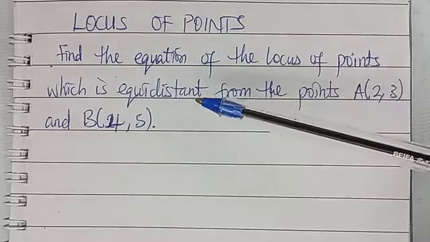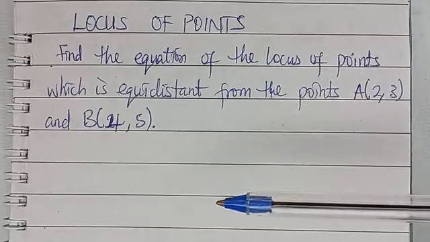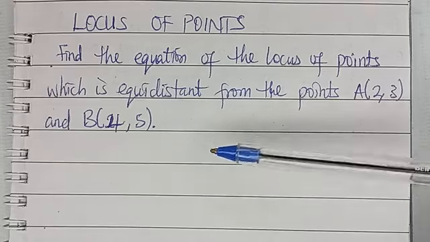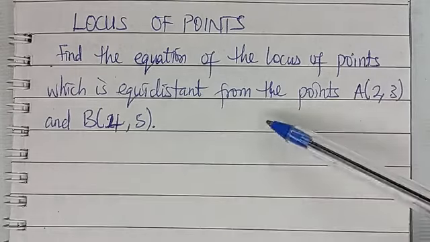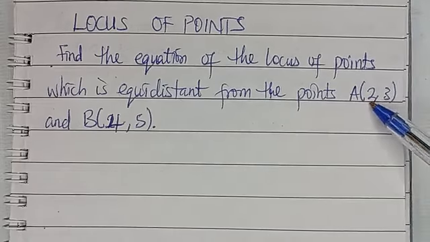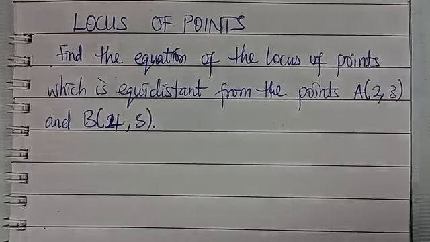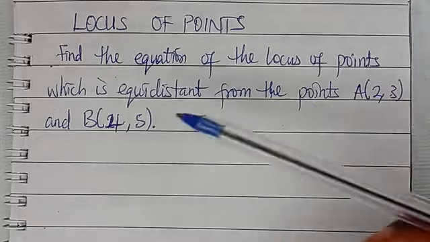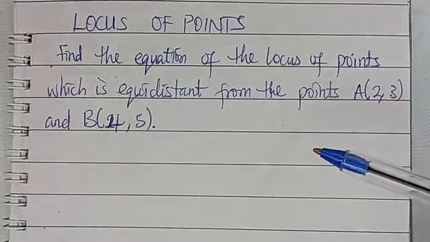In this video, we are discussing locus of points, and we'll be getting equations of the locus of points. Find the equation of the locus of points which is equidistant from the point A and point B. So when we talk about the locus of a point which is equidistant from 2 points, we are talking about a line which is the perpendicular bisector of that line.